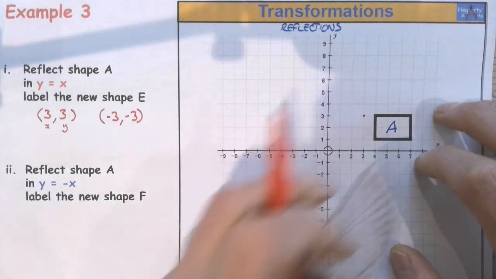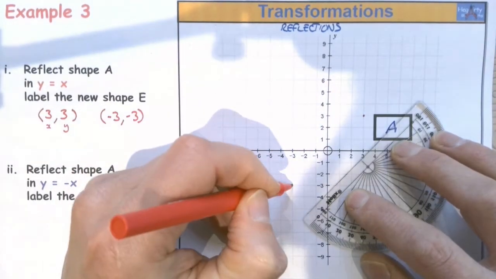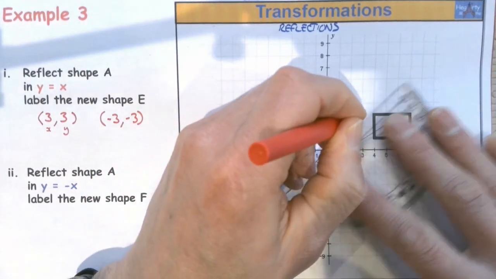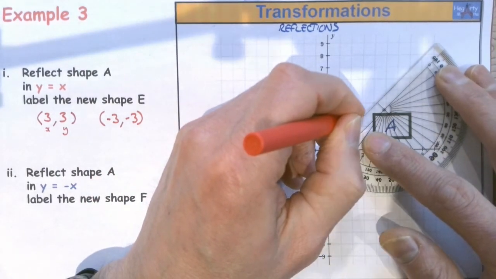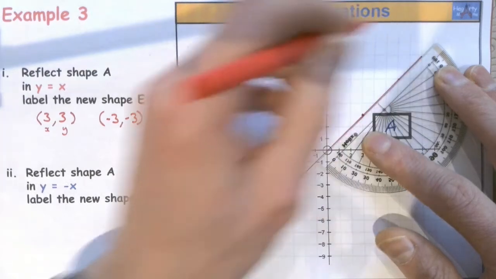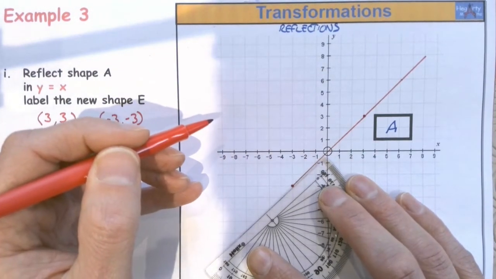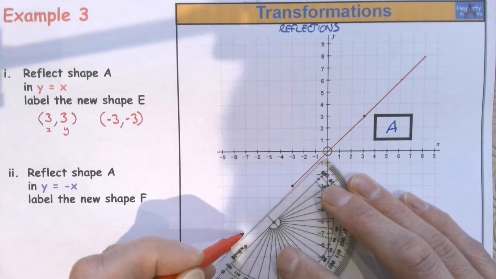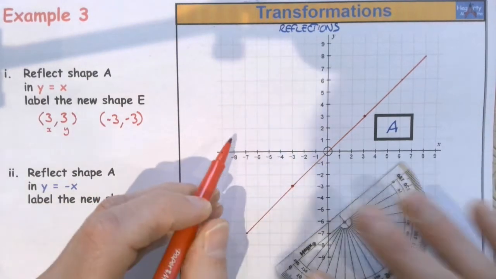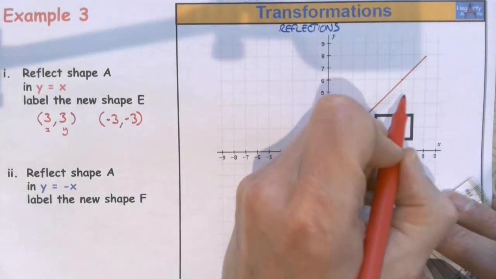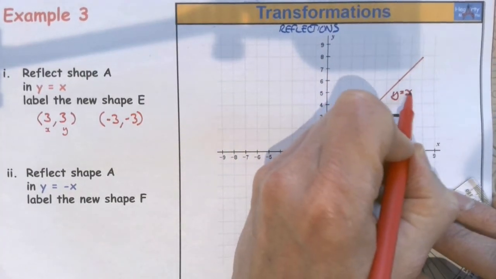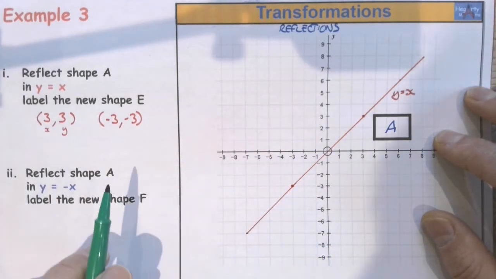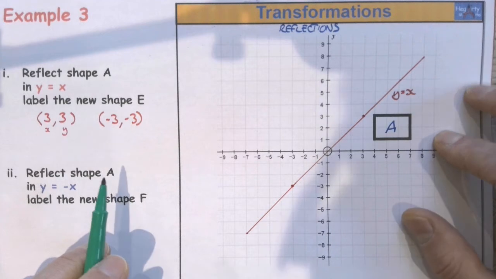Basically, we're talking about a diagonal line, aren't we? Alright, so it's a diagonal line like that, where the numbers are equal to each other. So we'll draw that on. Okay. So there's the line y is equal to x. Now we've got to do some reflection across that line.